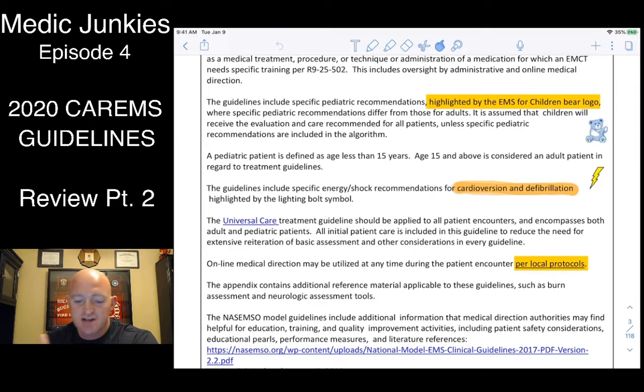Now, we discussed in part one the per local protocols. Remember, this is all agency specific. For my agency, we're only going off of the seizure protocol that we have in place.